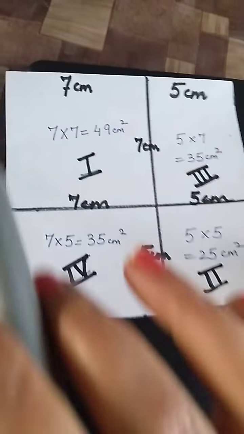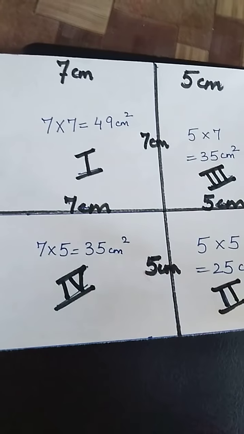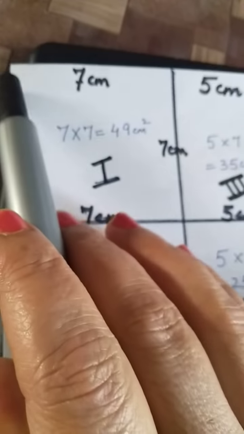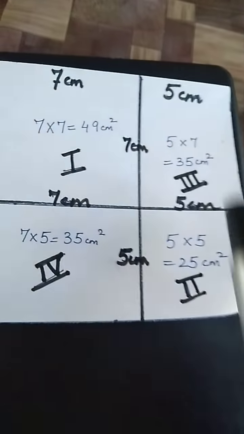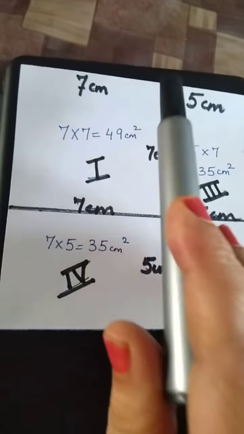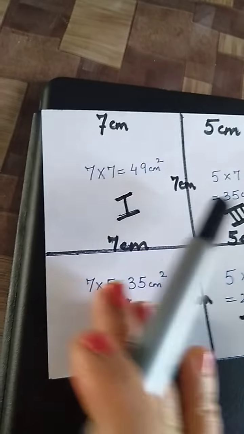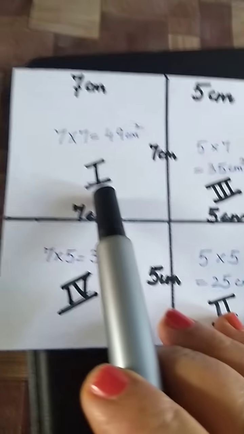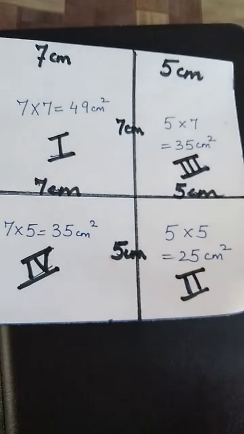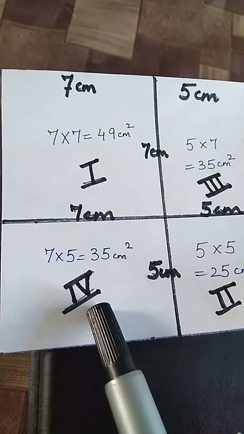So we have divided the square into 4 figures. You will just draw this line in the square paper. Just draw this 7 centimeter here and from here also 7 centimeter. Just draw this line and you get 4 figures. First is a square, second is a square, third is a rectangle and fourth is a rectangle.